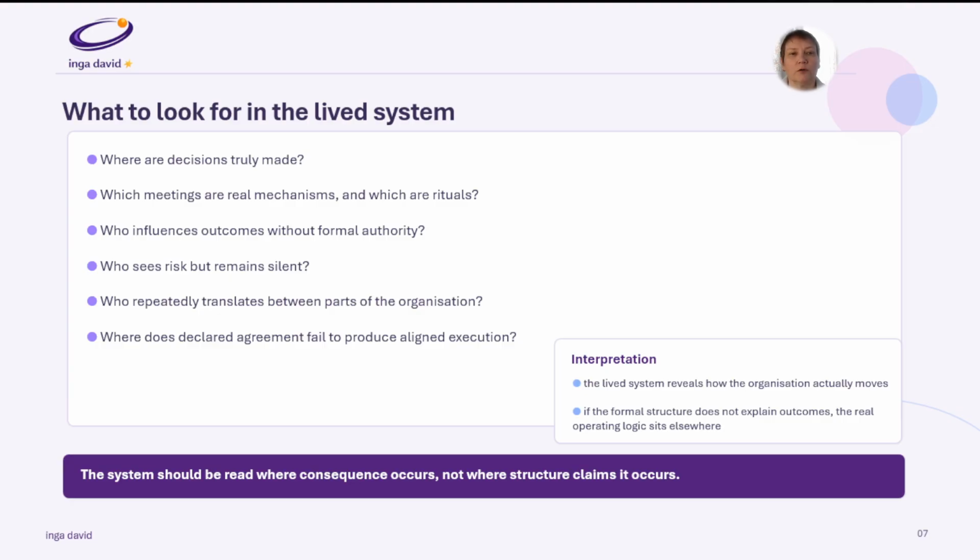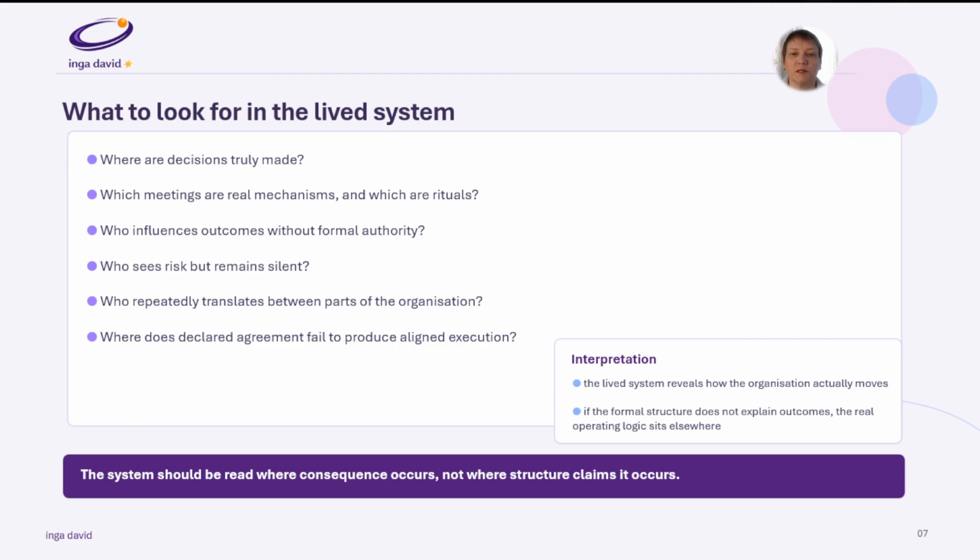What to look for in the lived system? Where are decisions truly made? Which meetings are real mechanisms and which are rituals? Who influences outcomes without formal authority? Who sees risk but remains silent? Who repeatedly translates between parts of the organization? Where does declared agreement fail to produce aligned execution?